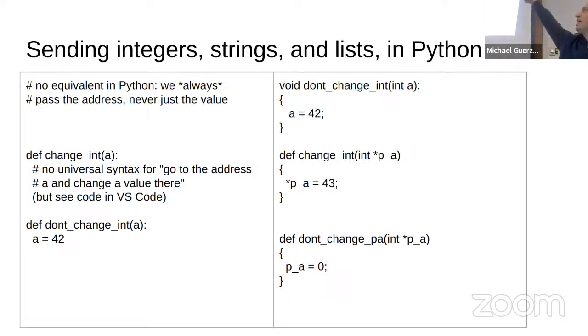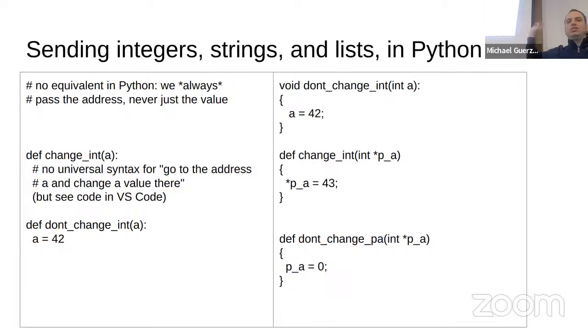So first of all, that was the first question on the quiz that you did not see. If you copy the value into don't change int, there's absolutely no way that saying a equals 42 can have any effect outside the function. A is a local variable. You copied some value into a, you can change the copied value, but there's nothing you can do outside the function.